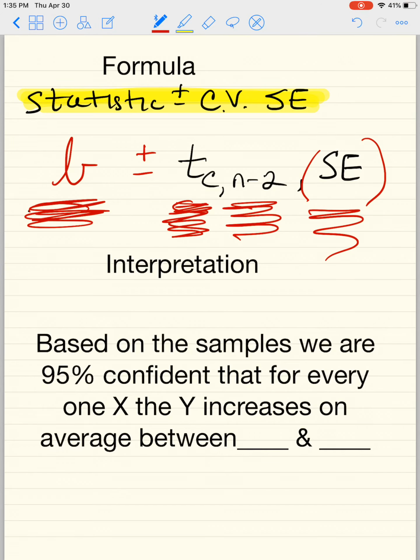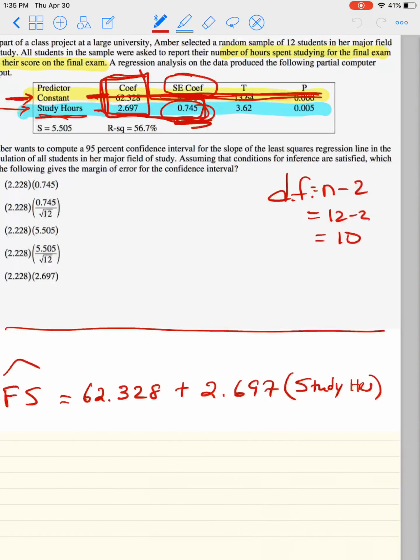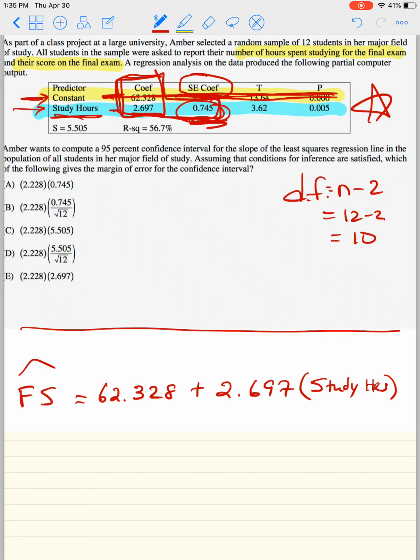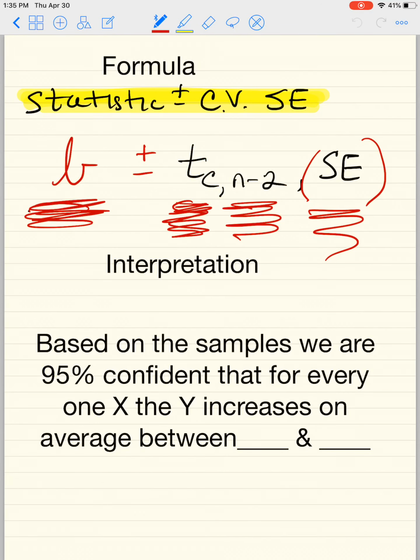Now, this type of problem usually comes with this type of box. So this is your sample slope, okay? And this is the standard deviation of the sampling distribution, or what we call the standard error, okay? So we put those numbers in here, and then we say, based on this sample, we are 95% confident that for every 1x, the y increases on average between blank and blank.